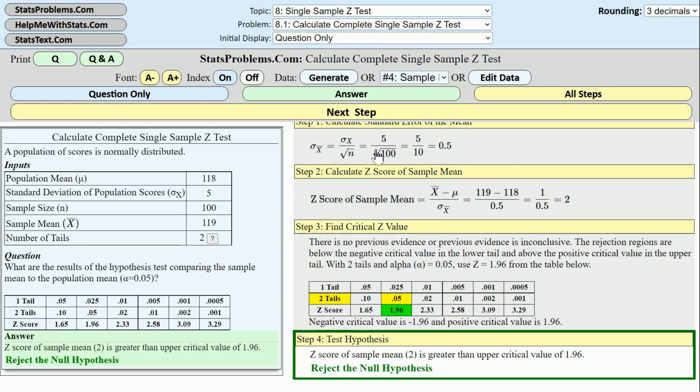In Step 4, we test the hypothesis. The z-score of the sample mean, 2, is greater than upper critical value of 1.96. So we reject the null hypothesis.